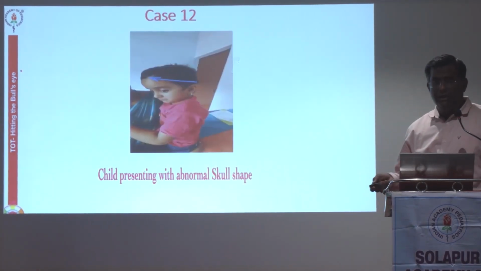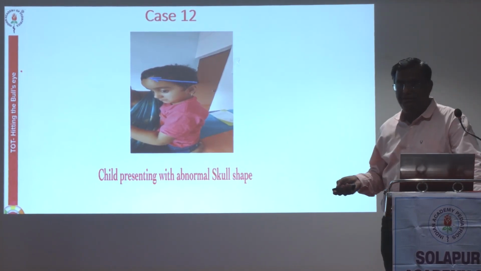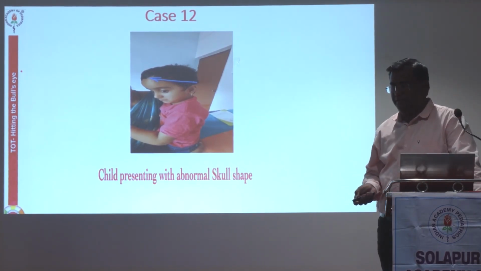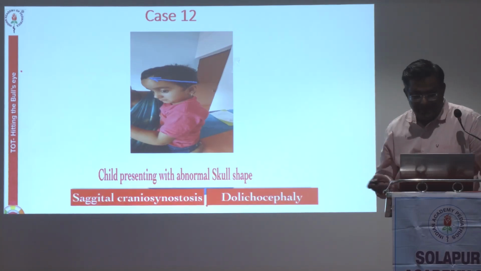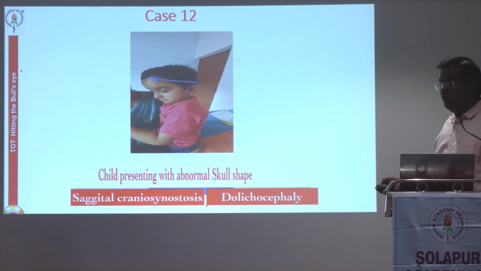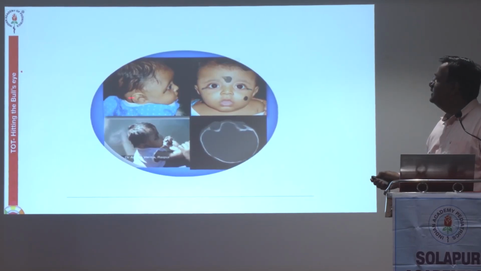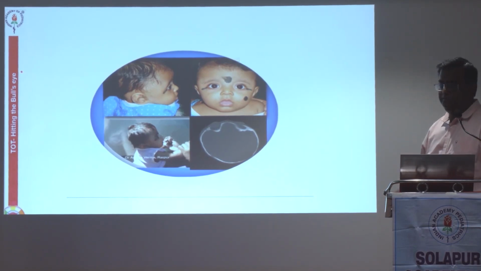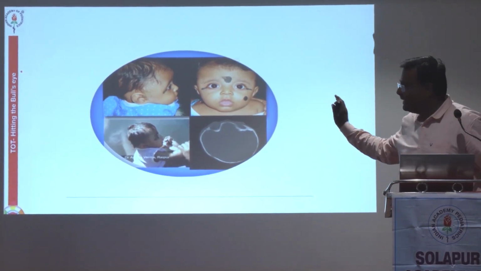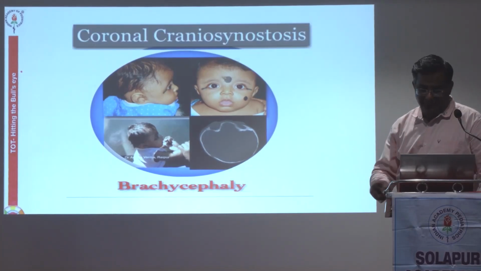So now we will come to abnormal skull shape. What is the shape of this? Dolichocephaly. Which craniosynostosis will cause dolichocephaly? Sagittal craniosynostosis. Okay, next abnormal shape. What is the shape of the skull? Brachycephaly. Yes, bilateral. Here it is bilateral coronal craniosynostosis for brachycephaly.